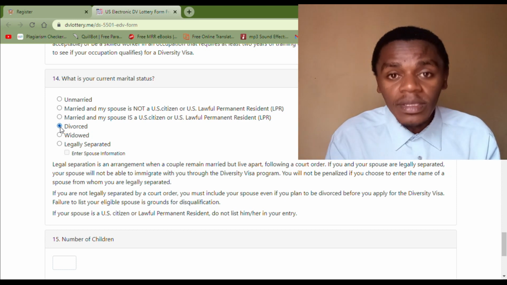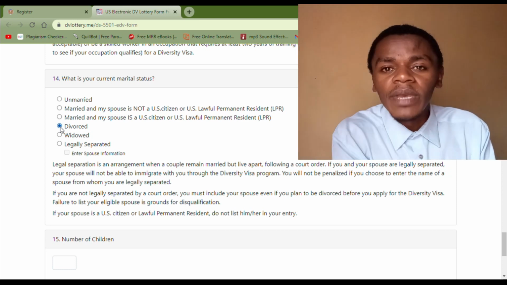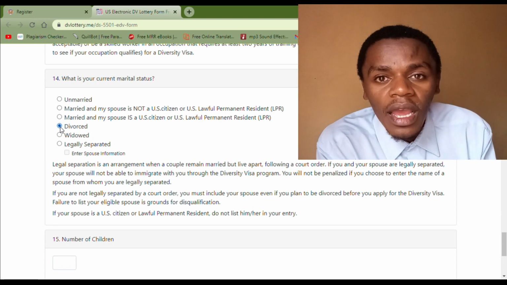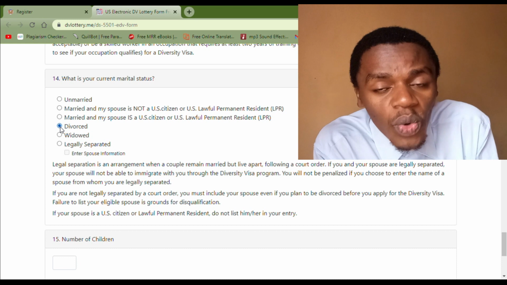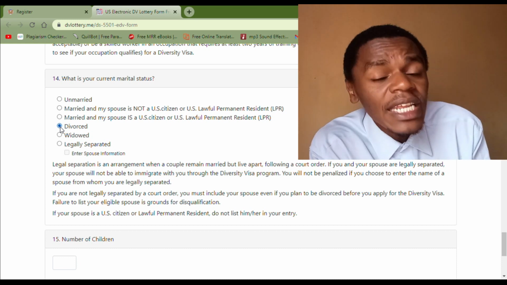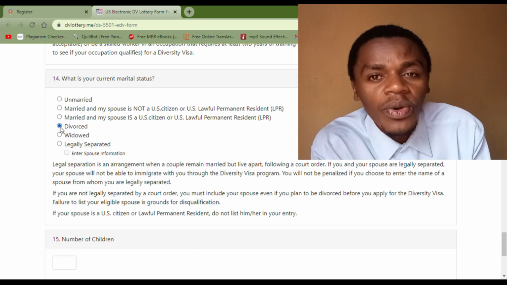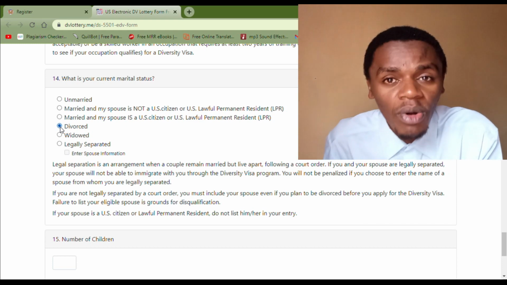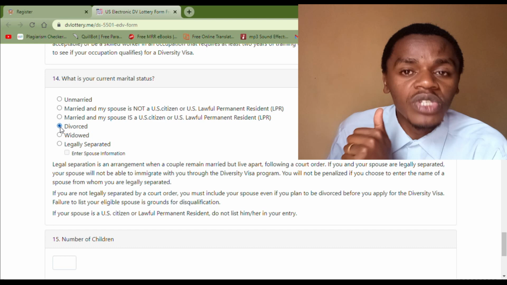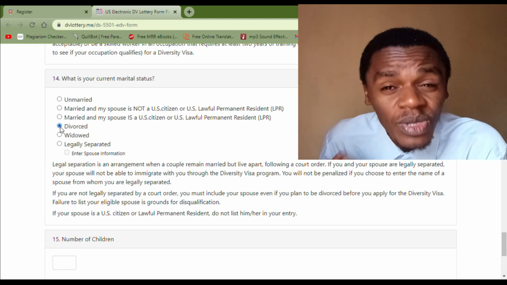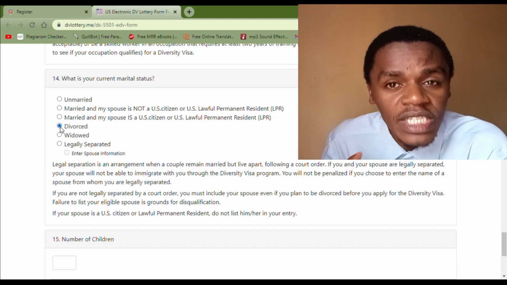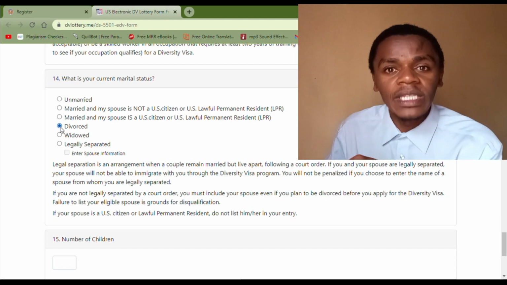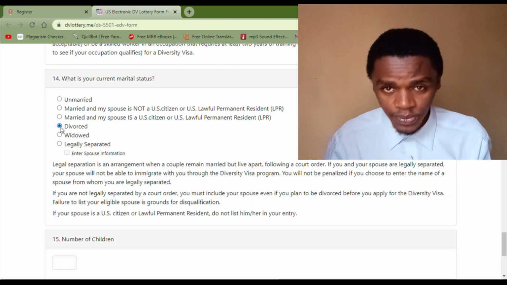The fourth category is divorced. Divorced simply means separated legally. And it implies that you were once legally married and you had your marriage document, but later on in life, you separated under a court proceeding and you were issued with the separation documents. So if you're holding the separation documents, then you can select divorced.